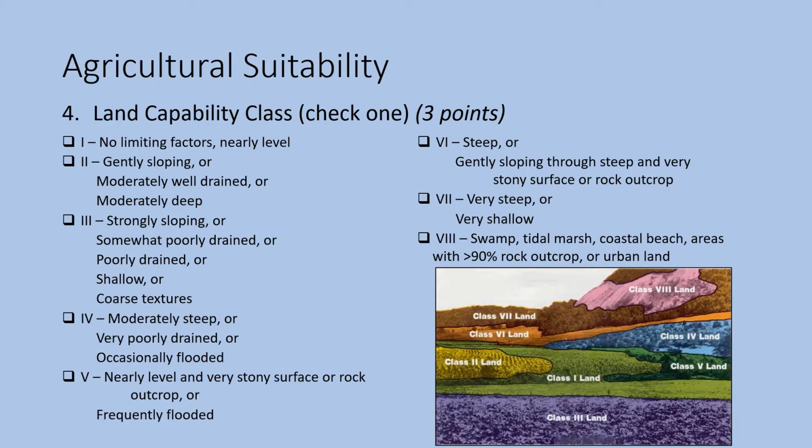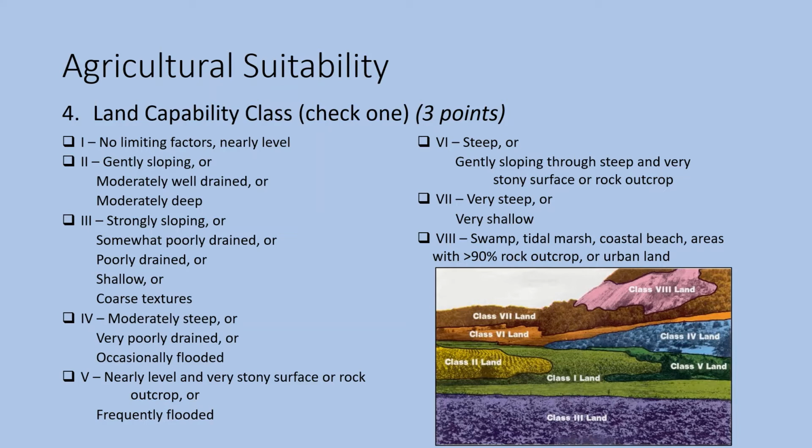So class 5, these are soils that are nearly level and have a very stony surface or rock outcrop, or they're frequently flooded. As we get to class 6, these are sites that are steep, or they're gently sloping through steep and they have that very stony surface or rock outcrop. As we get to class 7, those are soils that are very steep or very shallow, meaning they have bedrock close to the soil surface.